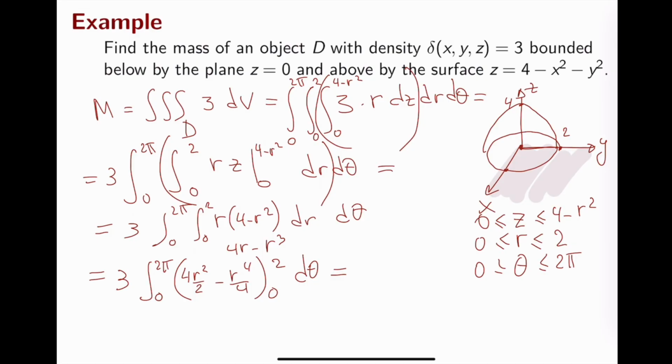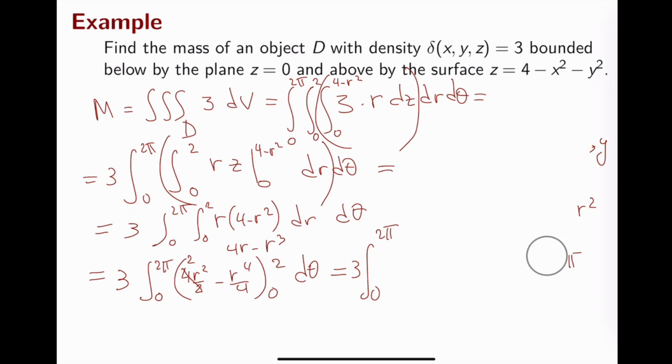Okay, so let's evaluate between 0 and 2. So here 4 over 2, we can just put 2 there, and so when we evaluate at 2, that will be equal to 3 times the integral between 0 and 2 pi, and now we are going to evaluate at 2. So we're going to have here 2 times 2 squared, which is 4, minus 2 to the 4th power, which is 16, over 4, which is 4.